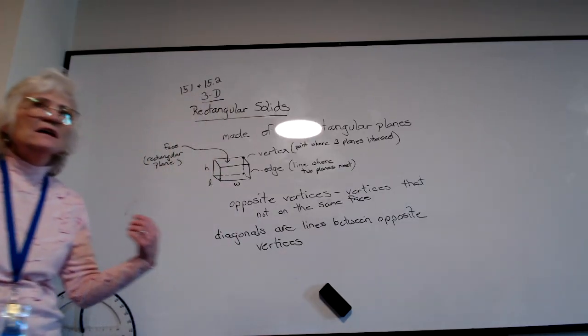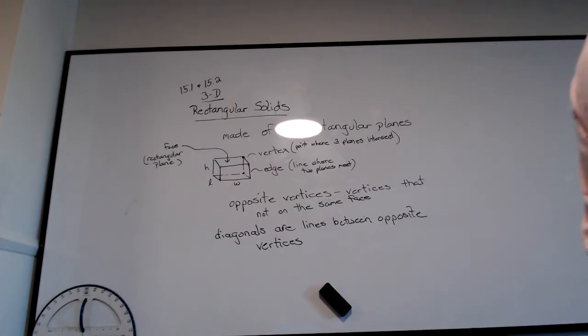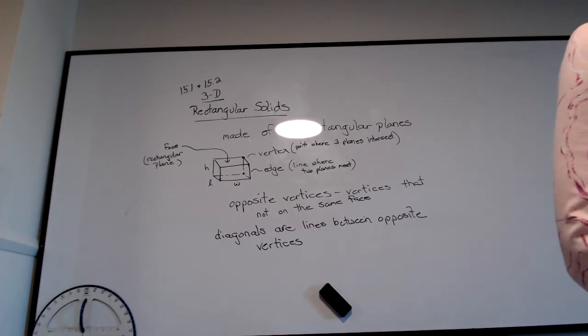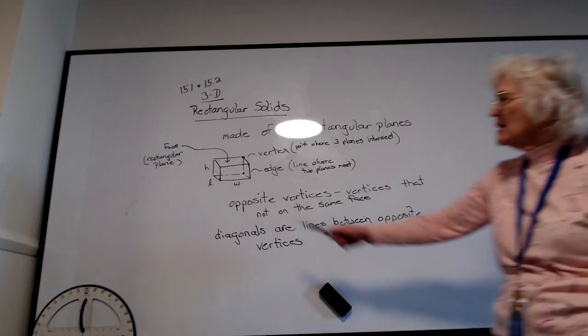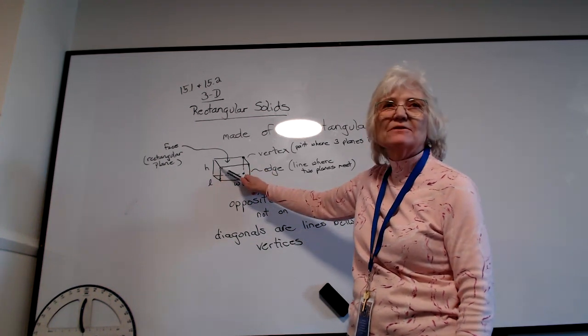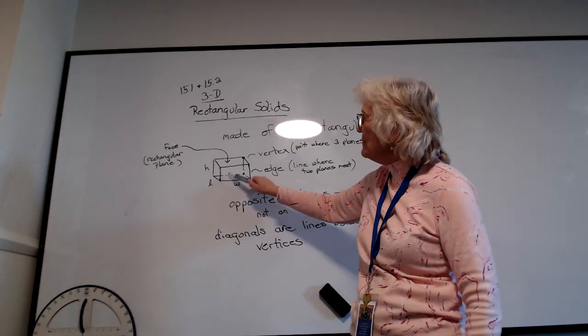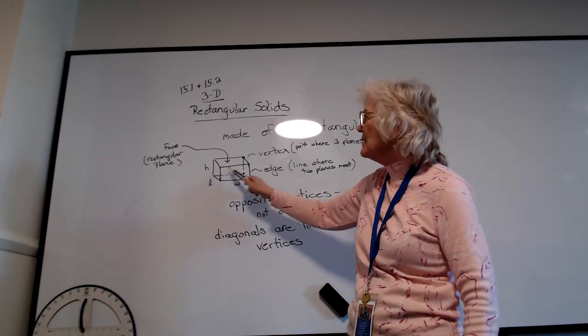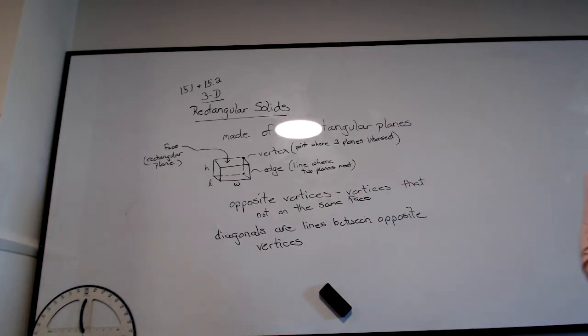Okay, so how many diagonals does this figure have? How many of them are there? There are 4. That's correct. Does everybody see 4? Let's start. Bottom up to the opposite corner. Bottom up to the opposite corner. So there are 4 of them. And the easiest way for me is to always start at the bottom and go to the opposite corner so it's easier for me to see them.